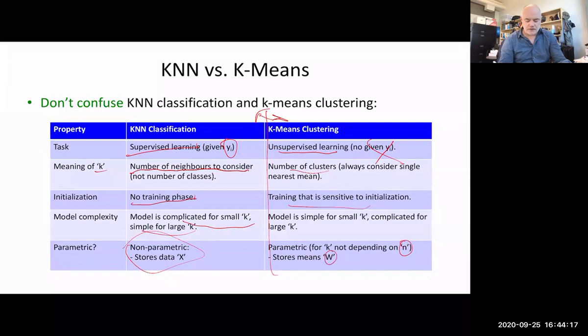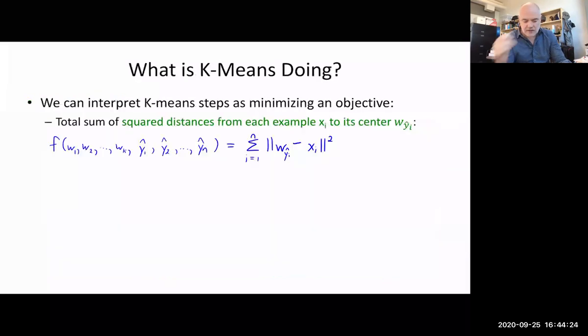So this W matrix here is just the means of all of the clusters. You have k d-dimensional means. Okay. So what is k-means doing? We've given you the algorithm first rather than the loss function.